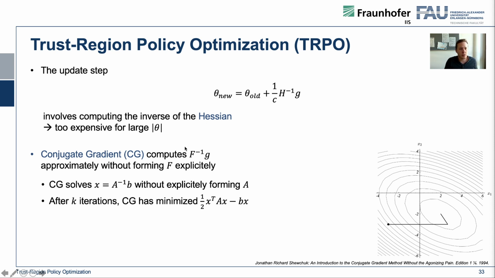What the authors provide is that you can use the conjugate gradient method to compute the inverse of this matrix times the gradient implicitly, without explicitly forming the Hessian matrix or the Fisher information matrix. In other words, the conjugate gradient solves this problem without explicitly formulating the Hessian in the first place. And after k iterations, some number of iterations, the conjugate gradient minimizes your objective function, and you can use it to calculate this point.